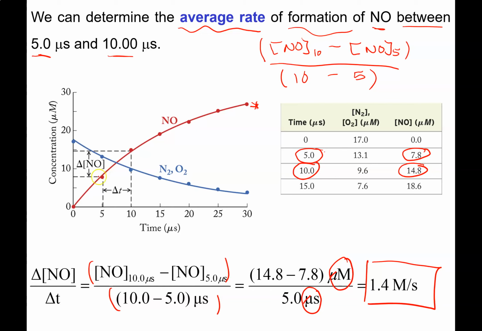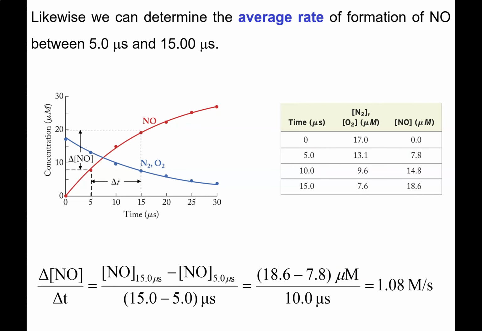So we're really calculating the slope between this point and this point. Now it's going to be an approximation of the rate, because you can see that the rate is changing over that period.